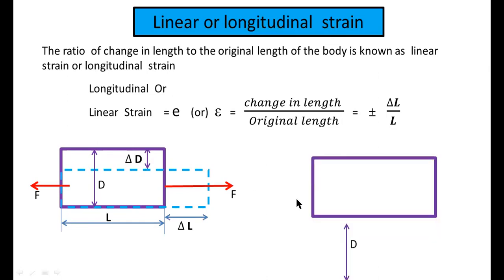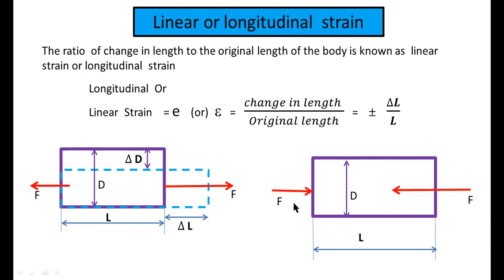When you are applying two equal and opposite push loads, then the body may decrease in length. This decrease or compressed length is called change in length. Here, this is the increase in diameter, that is the change in diameter. These two are the examples for linear or longitudinal strain. The formula is change in length by original length.